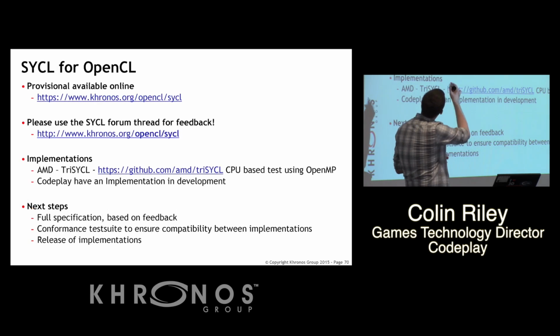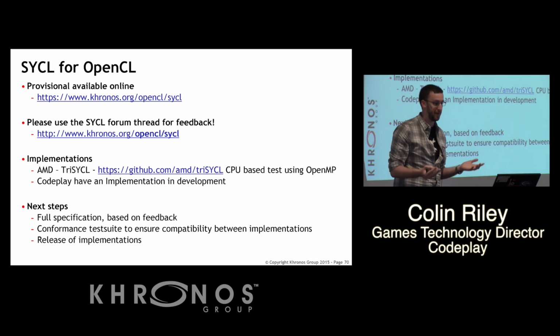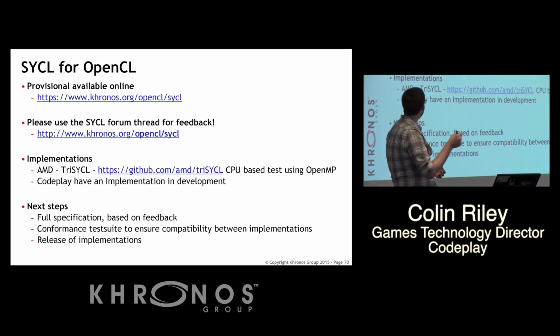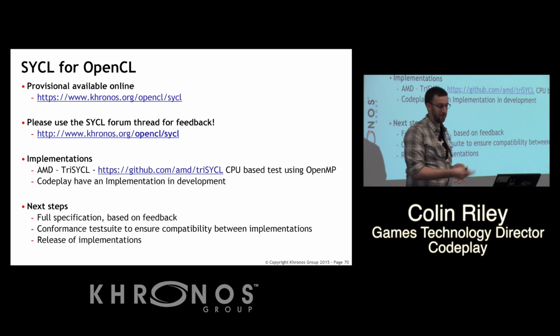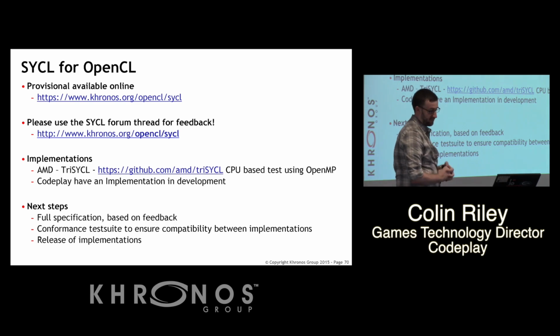So yeah, like I said earlier, the provisional spec is available on the website, and you can use the forum thread for any feedback. It'd be really great to get more feedback on that. There is an implementation called SYCL, which is up in GitHub. AMD have done it, and like I said before, you can write a CPU implementation very easily. That actually uses OpenMP to do parallelism, so you could check that out and go try using that if you want. You could play with an implementation in development as well.